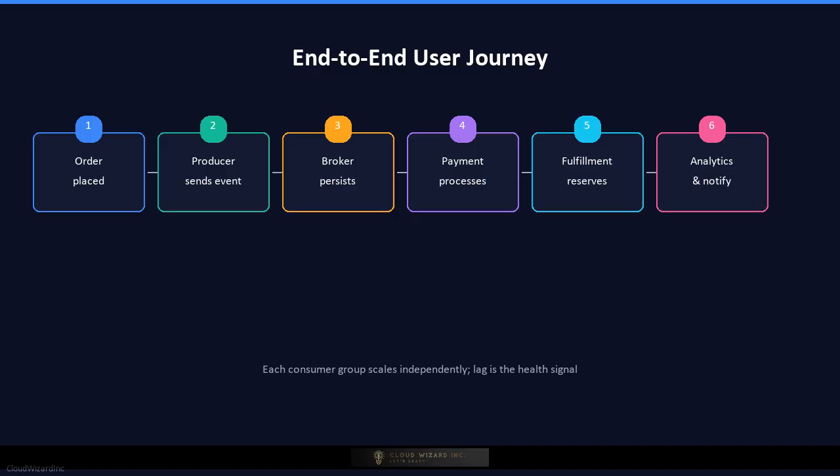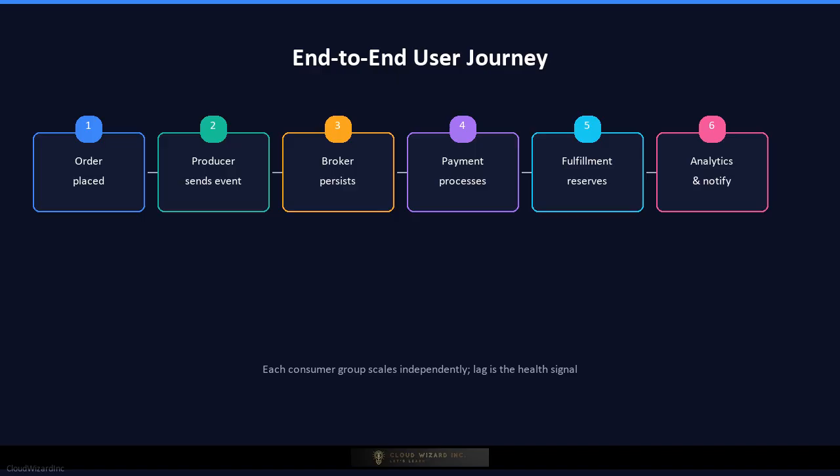The payment consumer group picks up the event, processes the charge, and produces a payment-completed event. The fulfillment consumer group independently reads the order event, reserves inventory, and prepares shipment. The analytics consumer group writes the same event to a data warehouse. Meanwhile, the notification consumer group sends the customer an email.